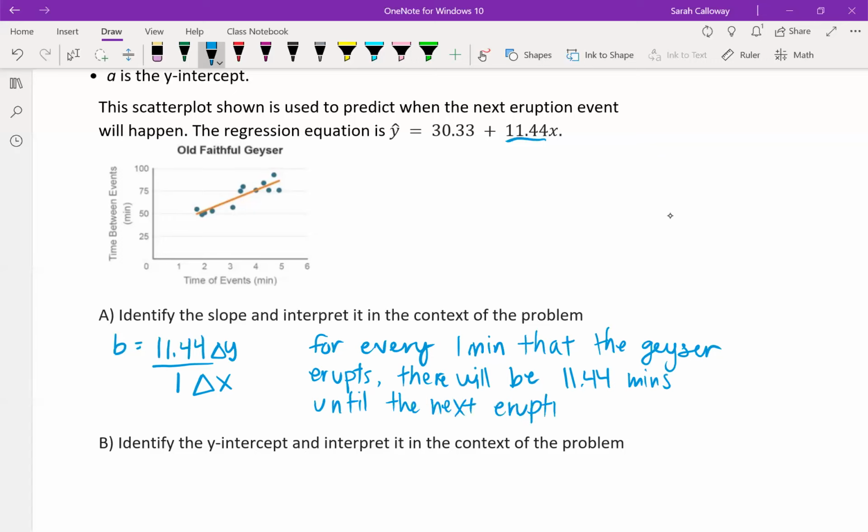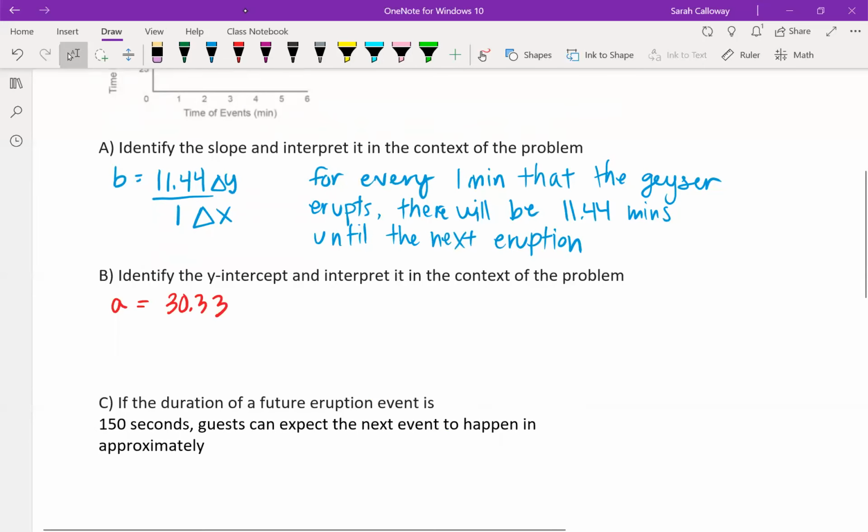Remember that we're always going to turn that into a fraction over 1. That 1's always going to represent the explanatory variable. So for every 1, whatever the units are for the explanatory variable, there will be however many units of the response variable. So for this one, for every 1 minute that the geyser erupts, there will be 11.44 minutes until the next eruption. Okay, the next thing they want us to identify is the y-intercept value as the constant, so that's 30.33.